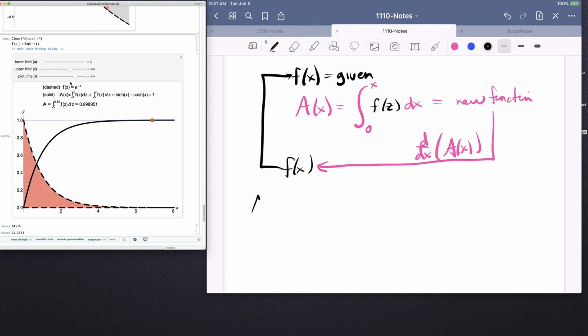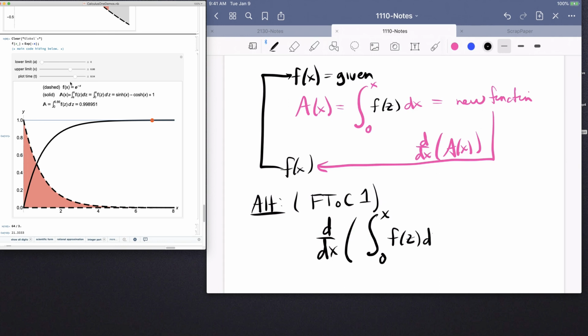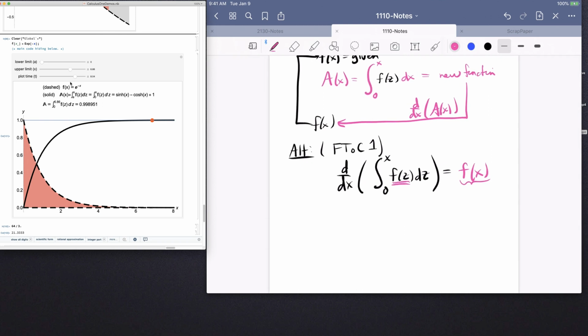So an alternate way of writing this is called the fundamental theorem of calculus part 1. That if you take the derivative of an accumulation function, which is the integral from 0 to x of some function f of z dz, the answer you will get is the function evaluated at x. The function you are integrating becomes, once you take the derivative of the integral of that function, you get that function back again. Okay, so that is one way of saying it.